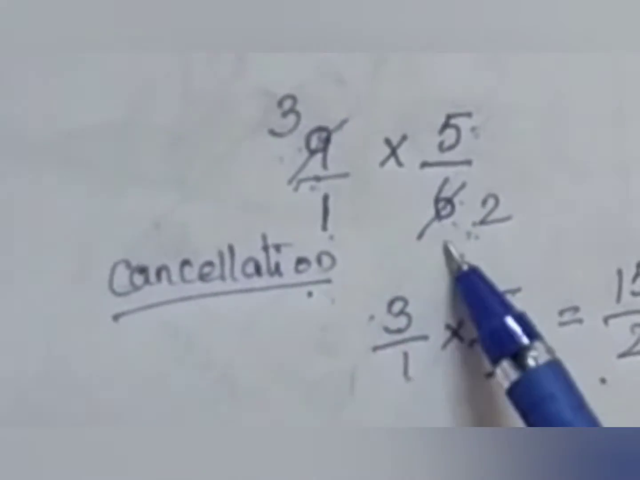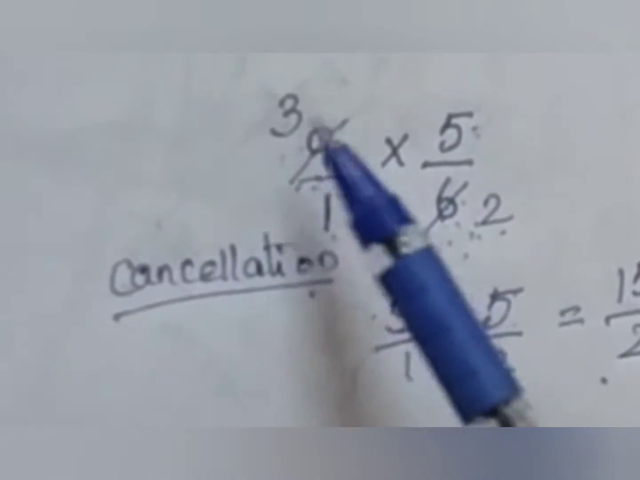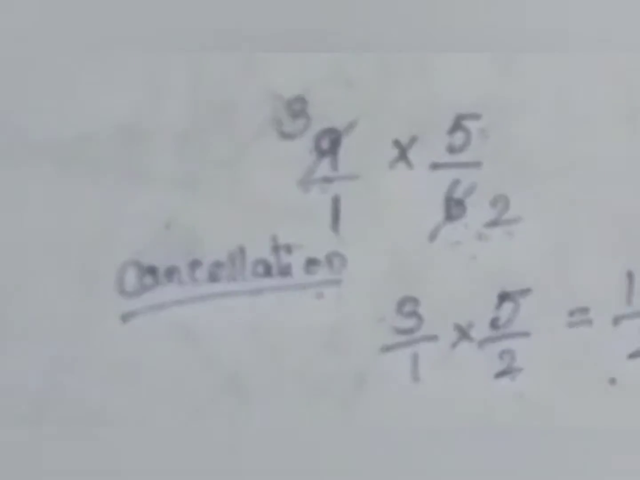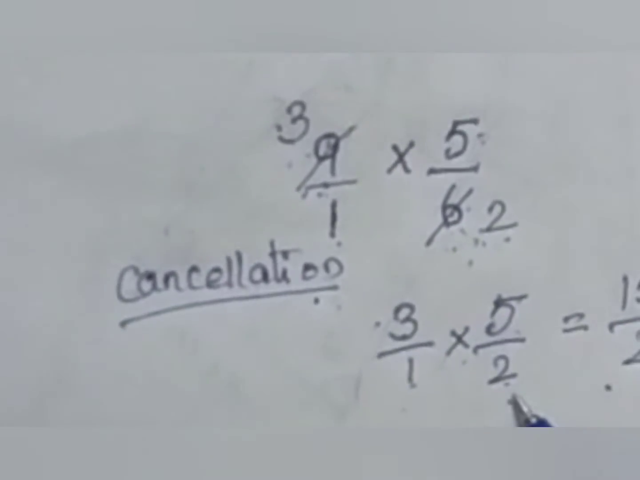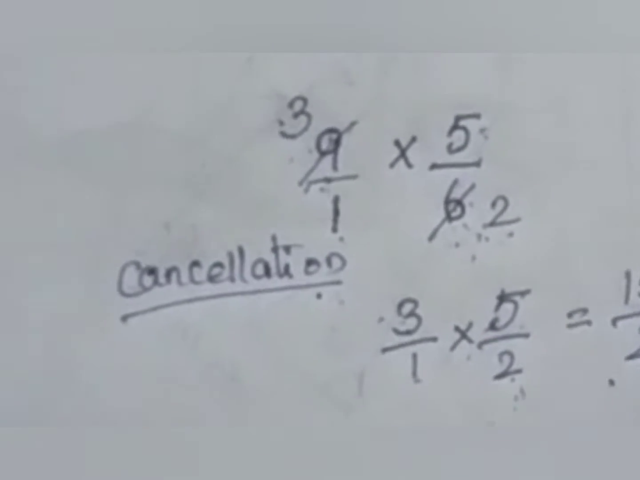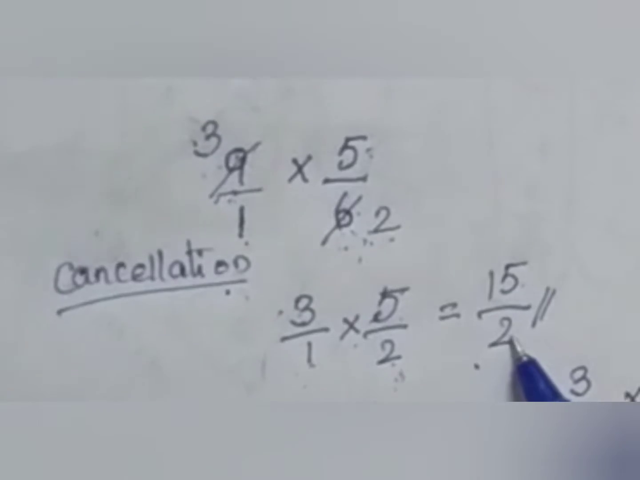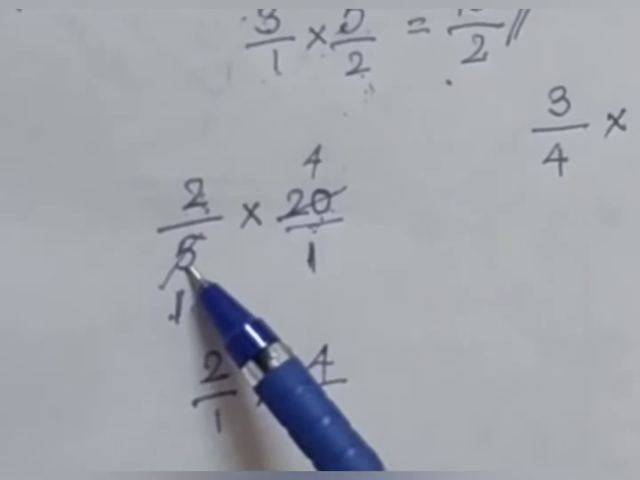Here the common factor is 3 for 9 and 6. So we can easily cancel using 3's table. 3 3's are 9 and 3 2's are 6. So the fraction is 3 by 1 into 5 by 2. On multiplying 3 and 5 it is 15. 1 into 2 is 2. The fraction is 15 by 2.